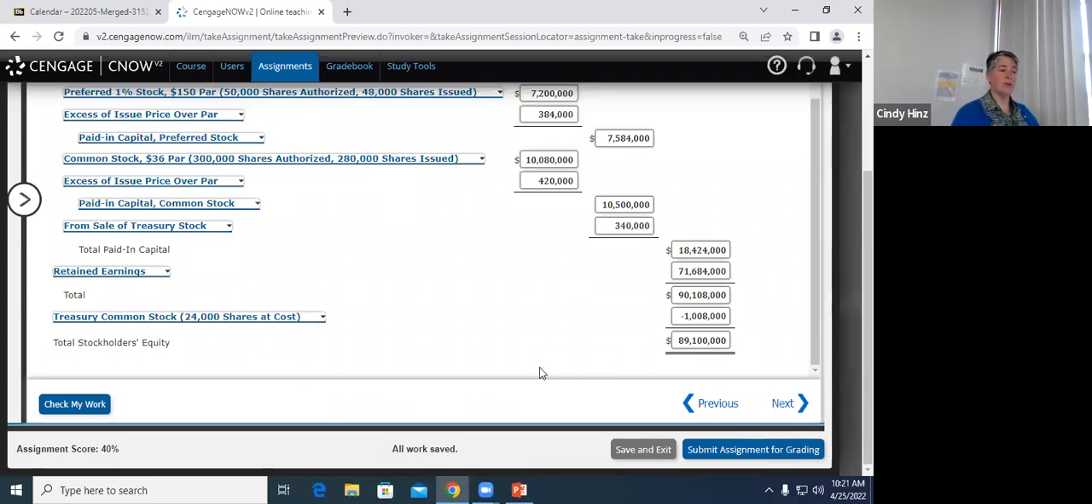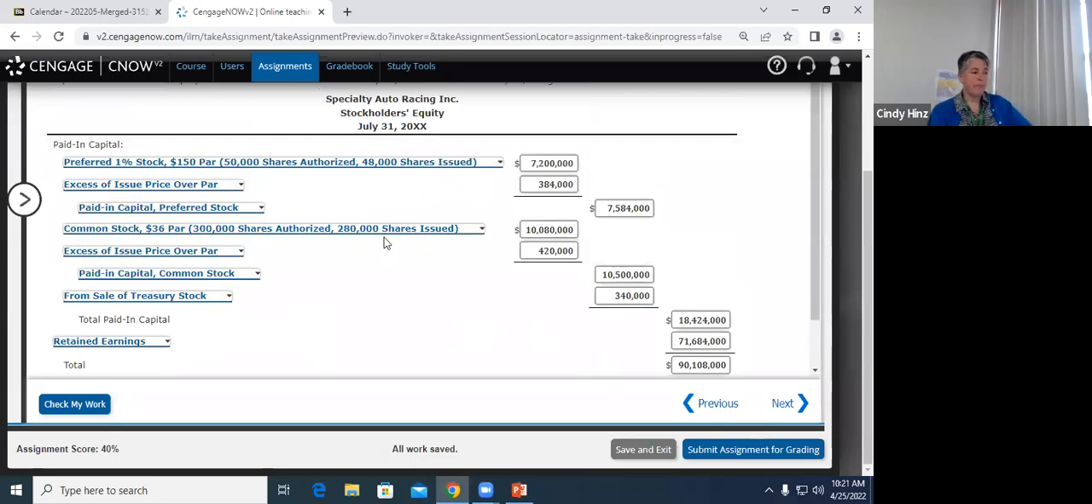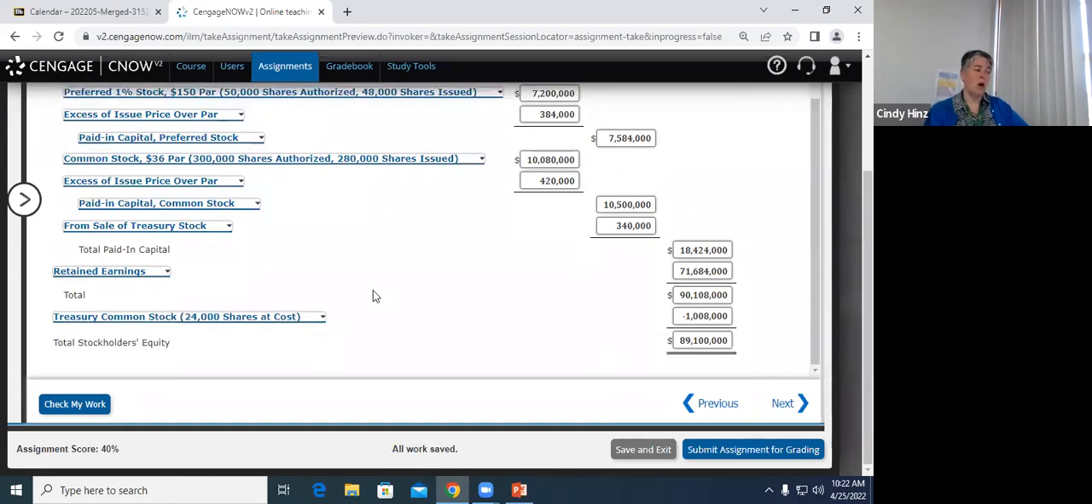Now, those are still considered issued shares. So when we look up here at the common stock account, those 24,000 shares of treasury stock are included in this 280,000 shares that are issued. They're still considered issued, but they're no longer outstanding. Those treasury shares, as we already pointed out, would not receive dividends. Those treasury shares do not get to vote. They're not considered outstanding.